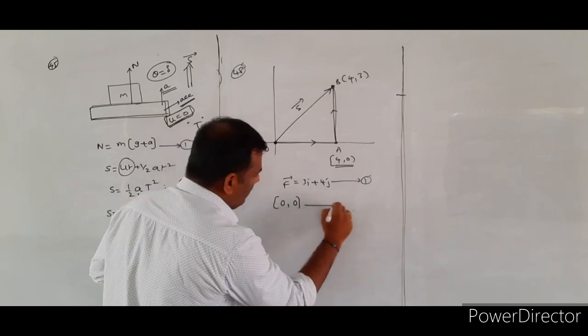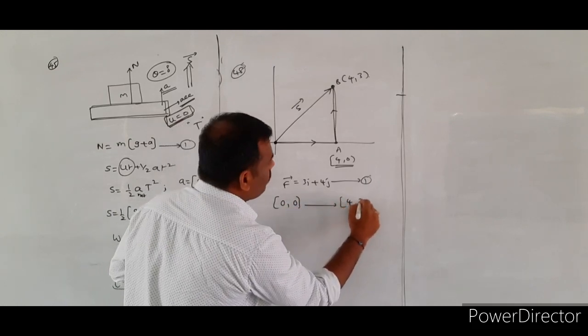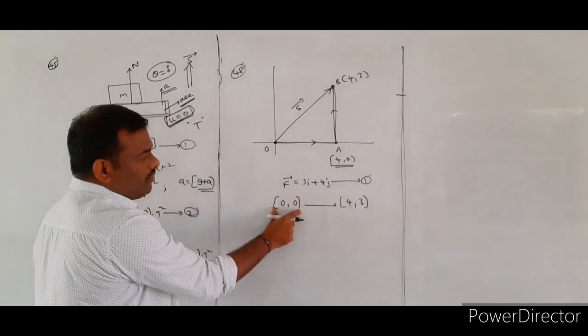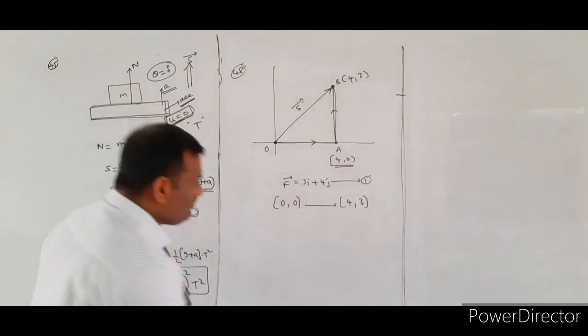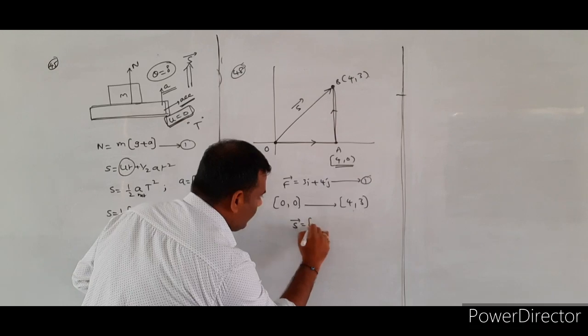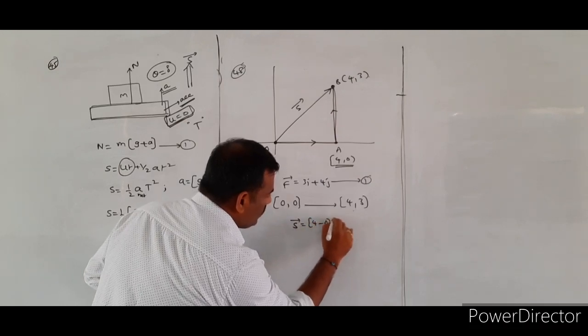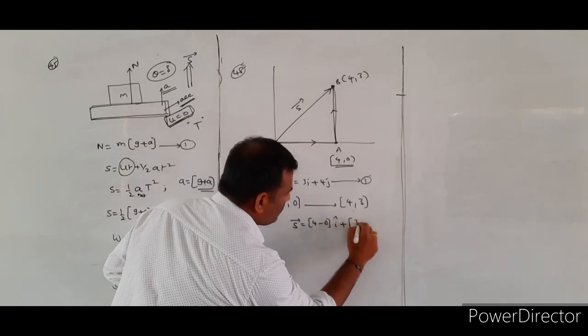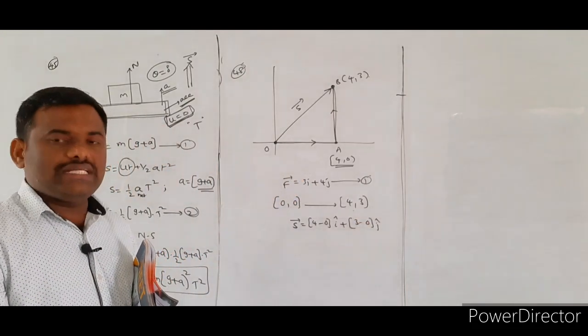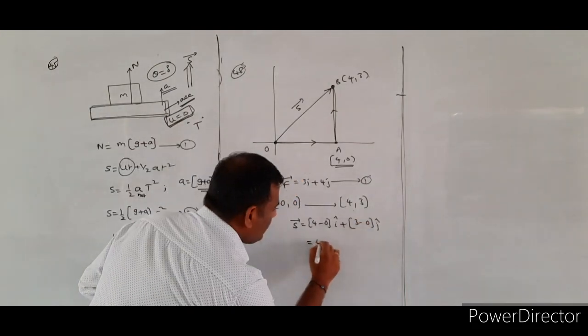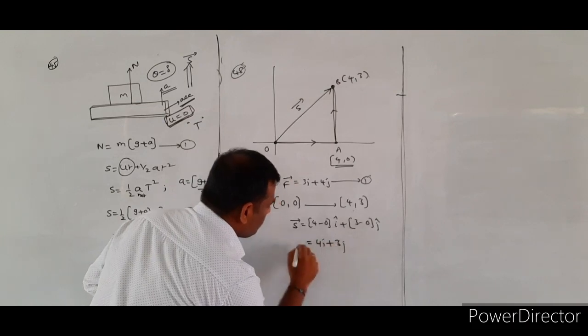Initial coordinates are 0, 0. Final coordinates are 4, 3. Therefore, the displacement vector is equal to (4 minus 0) i cap plus (3 minus 0) j cap. Like this we have to write the displacement vector. Therefore, this value is 4i plus 3j.